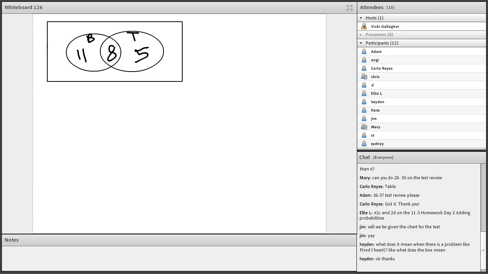The last calculation you need to do to fill in your Venn diagram is to add those 3 numbers together, 11 plus 8 plus 5, which is 24. And you will subtract that from the total amount of students. So there were 31 students minus the 24 currently contained in my circles gives me 7 students who are in neither baseball nor track. So that's how you do the Venn diagram. I'm just making sure, 28 through 30.